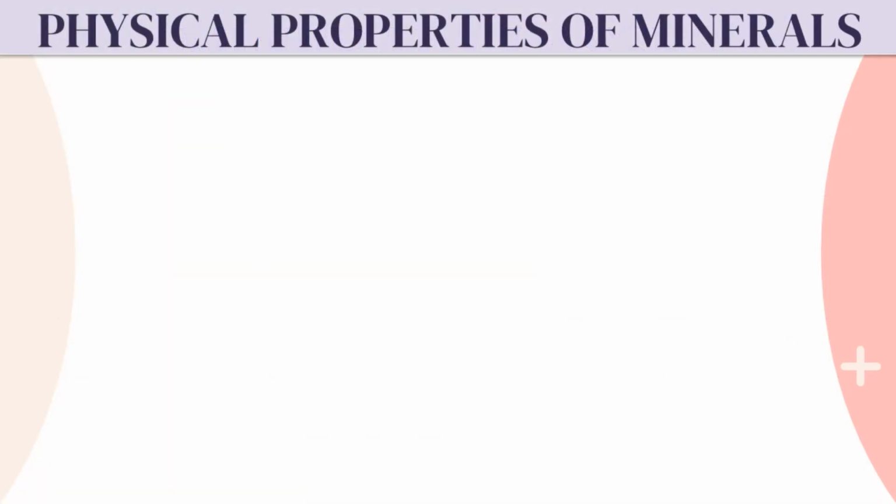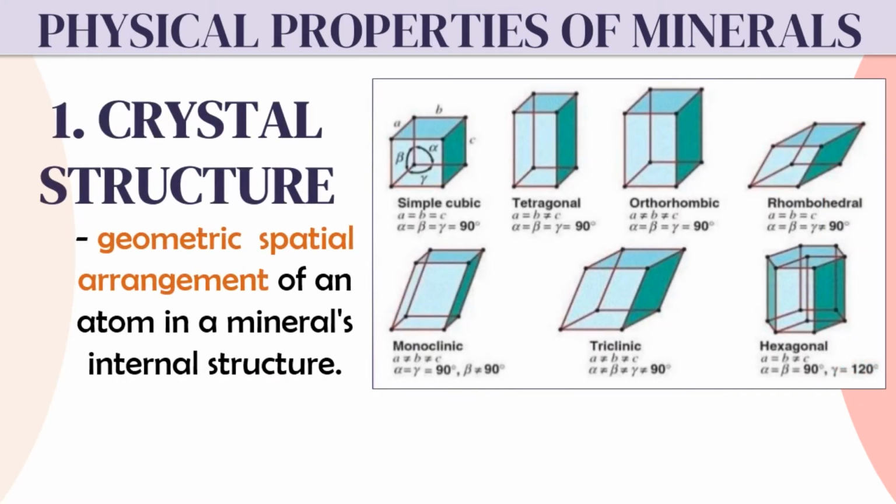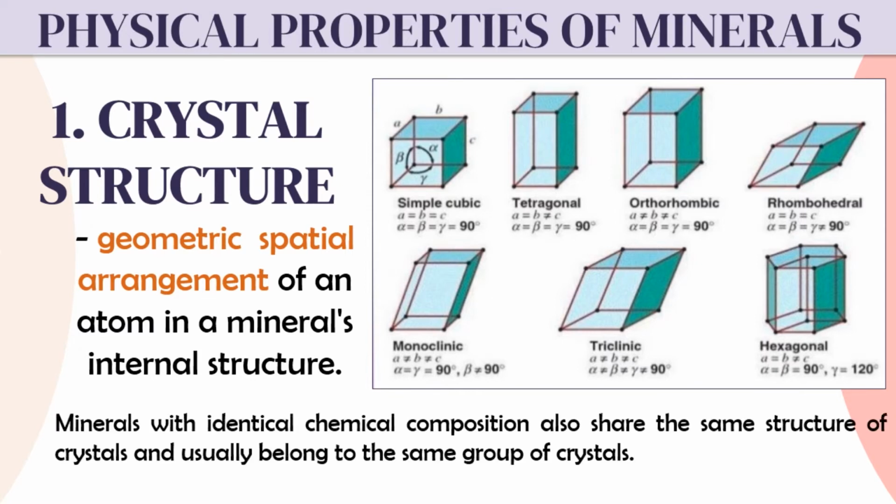Now let's talk about the physical properties of minerals. The first one is called the crystal structure. It is defined as the orderly, geometric spatial arrangement of an atom in a mineral's internal structure. Minerals with identical chemical composition also share the same structure and usually belong to the same group. These are the 6 crystal systems used in grouping minerals.